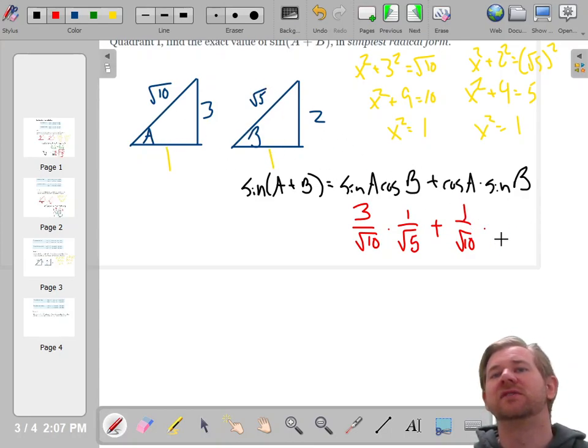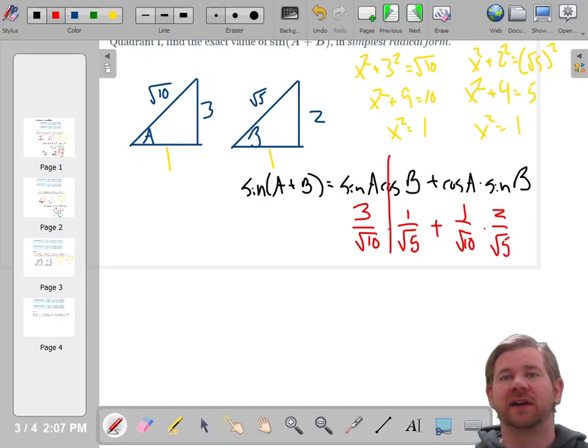The sine of B is 2 over radical 5. Okay, so just be careful because I kind of got on autopilot there. That's a cosine. Sine, cosine, cosine, sine. Maybe make sure: cosine of A, 1 over radical 10, sine of B. Yeah, we're good. Okay, and hey, look, we got a common denominator of radical 50.